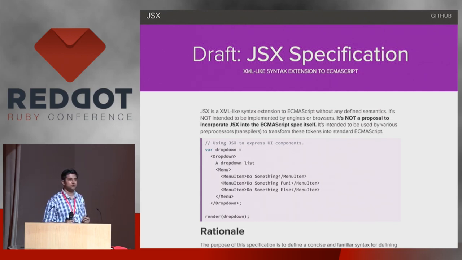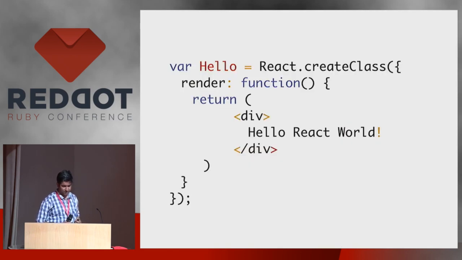It is also optional. If you don't want to use JSX, you can skip it and just go with the pure JavaScript approach. But I'm not sure, many React developers might be going with the JSX approach. They will not go with pure JavaScript. So JSX is allowing us to write UI just like we do in our normal HTML.